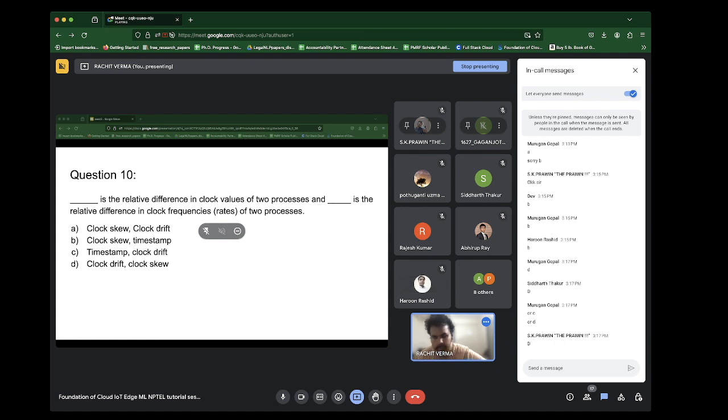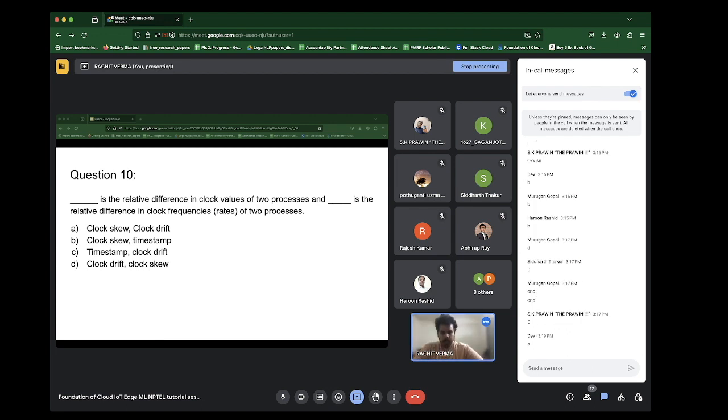Okay, so let's go to the 10th one. Dash is the relative difference in clock values of 2 processes, and dash is the relative difference in the clock frequencies of 2 processes. With A, clock skew, clock drift; B, clock skew timestamp; C, timestamp clock drift; or D, clock drift and clock skew. Any responses? Okay. Option A. Option A. Okay. Any other responses? Rajesh Kumar also says option A.